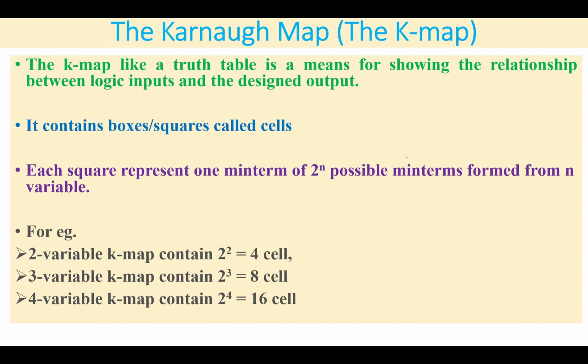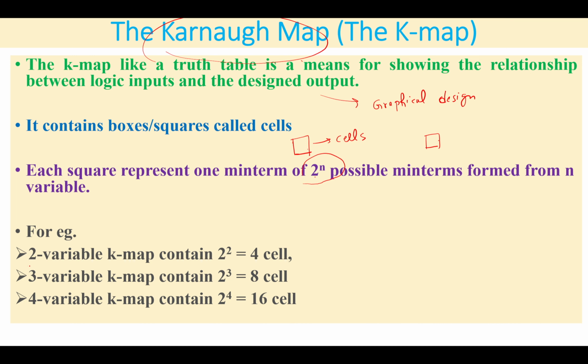Let me highlight some important points about the Karnaugh map. This Karnaugh map is a graphical design, and this graphical design is used to minimize Boolean functions. In this graphical design, there are square boxes, and these square boxes are known as cells. For n variables with all possible minterms, each cell has an entry, and this entry is known as a minterm.